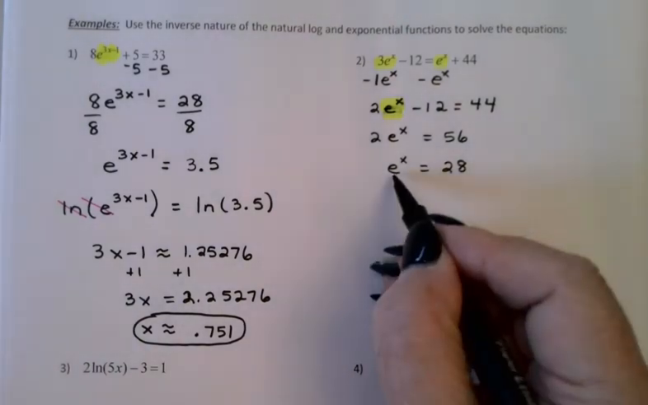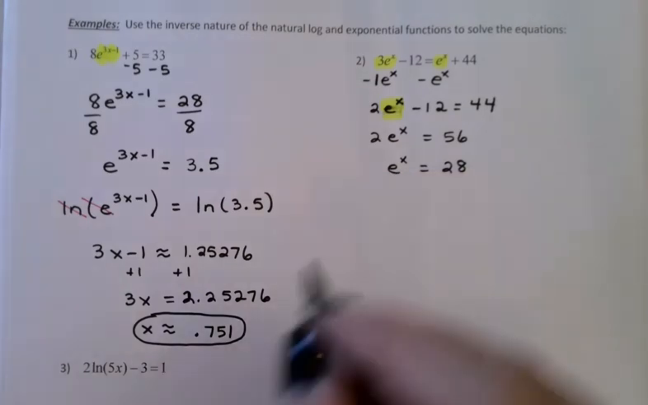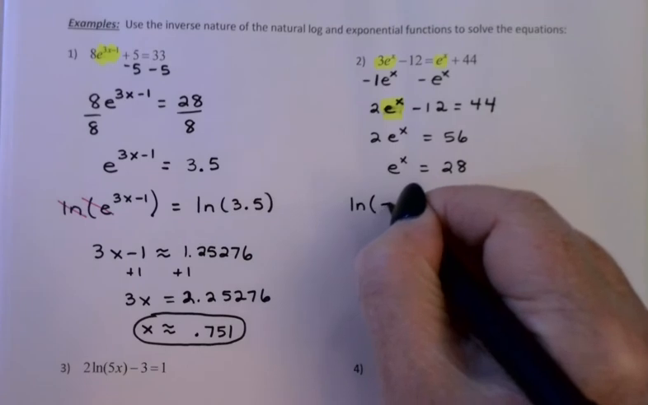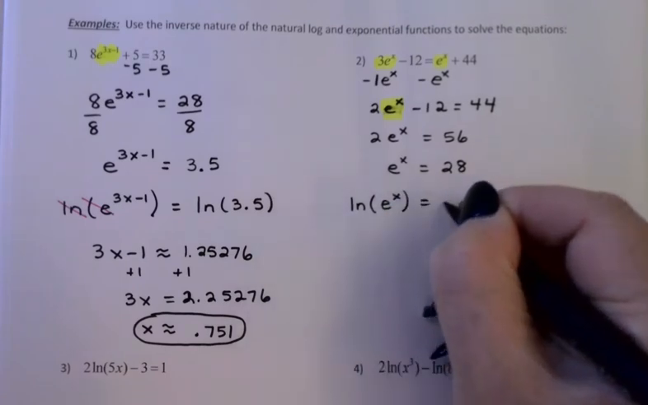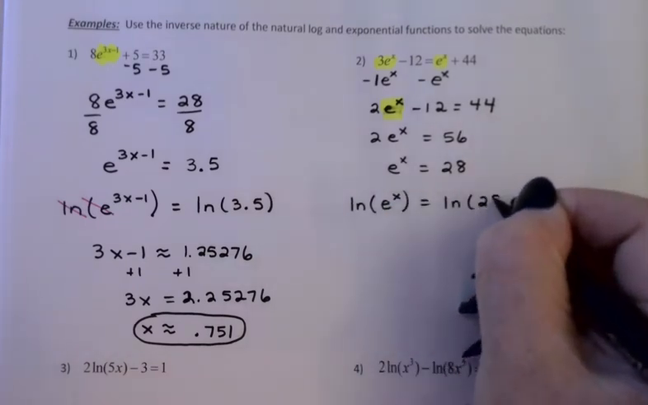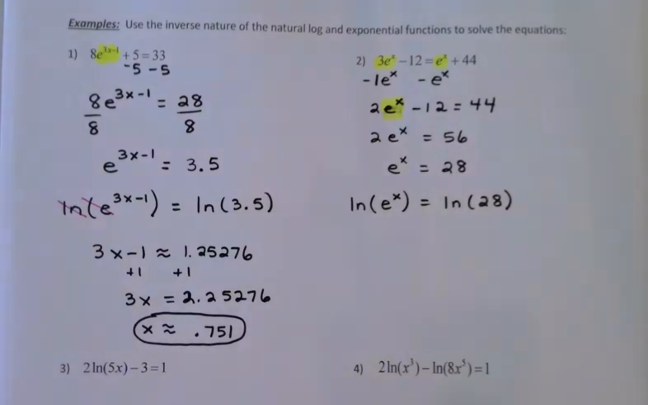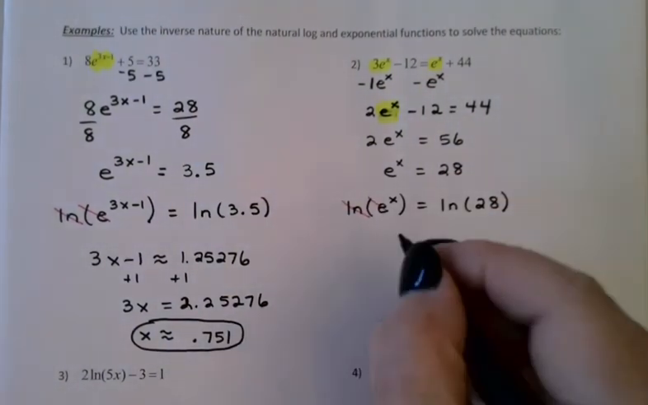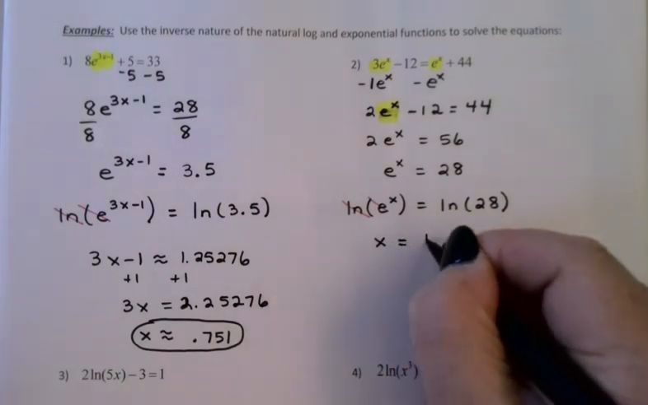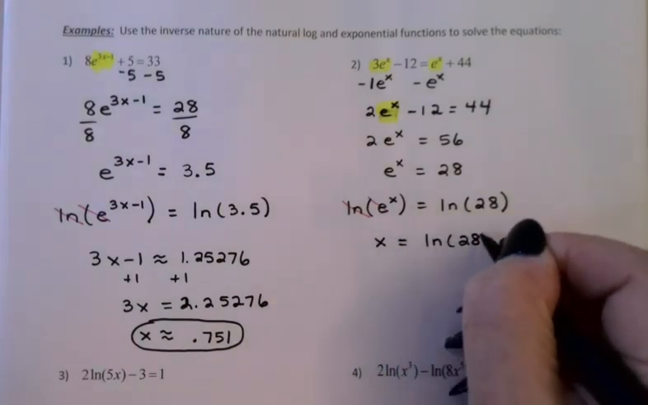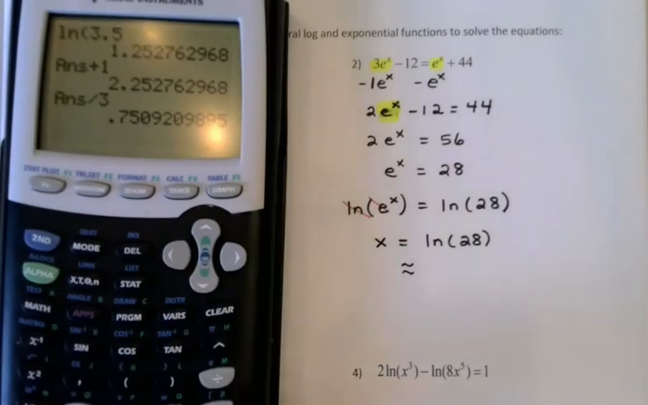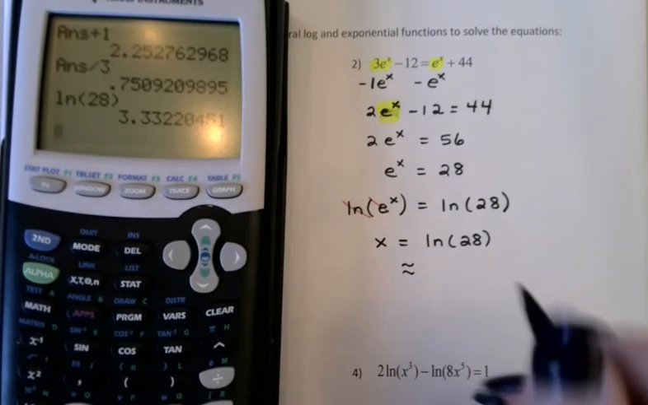I need to get rid of the base e. The inverse of exponential base e is natural logarithm. So I'll take the natural logarithm on both sides. My inverses get rid of each other. And my exact answer would be the natural log of 28. My approximate answer is about 3.332.